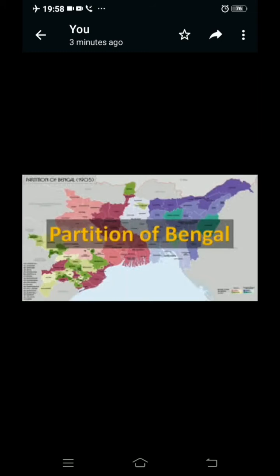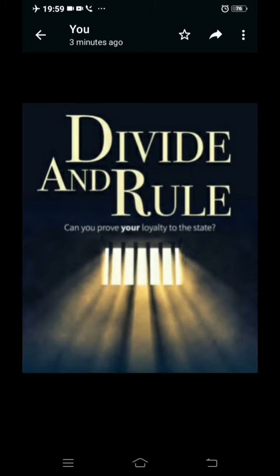Partition of Bengal. The British government was worried by the rising tide of nationalism. The British felt threatened by the very thought of Indians getting united. So they decided to divide and rule. The Viceroy of India, Lord Curzon, decided to partition Bengal in 1905.